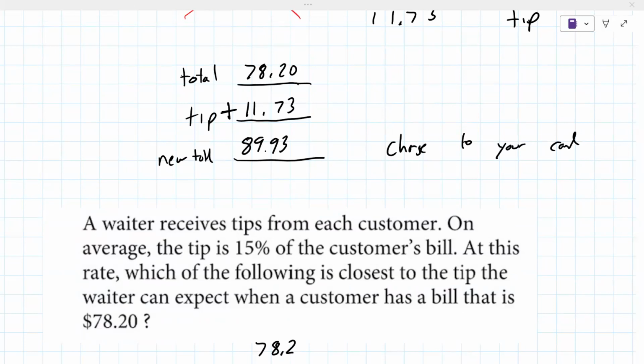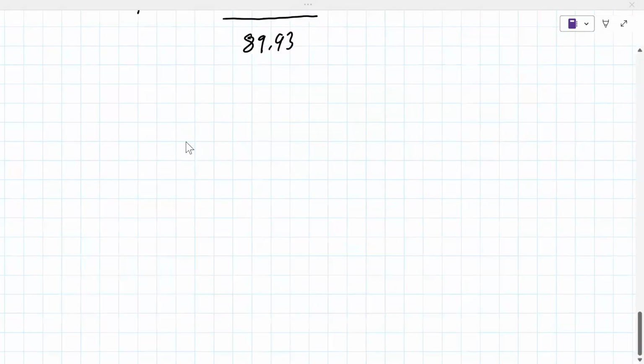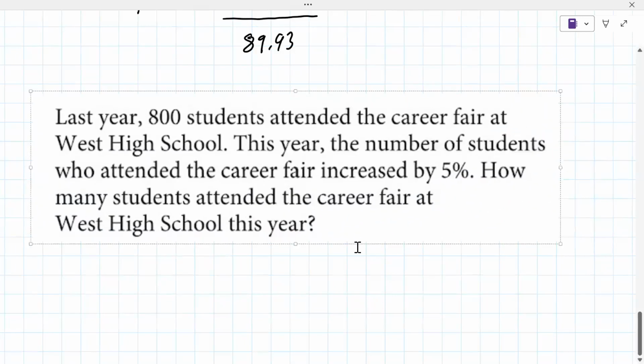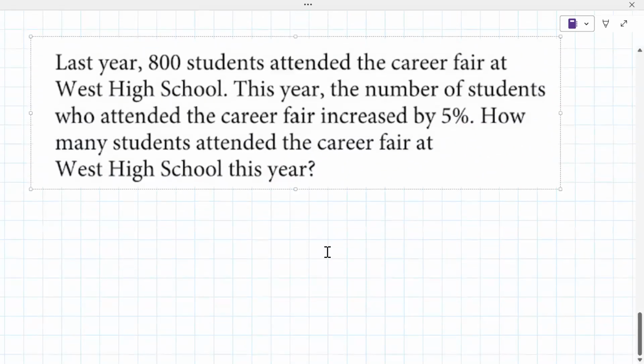Okay. All right. Here is a problem I'd like you to try on your own before we talk about it. Maybe get back to your sheet of paper. It's a really good percentage problem. It's just like the ones we've been doing, just a different scenario. So give that a try, please.